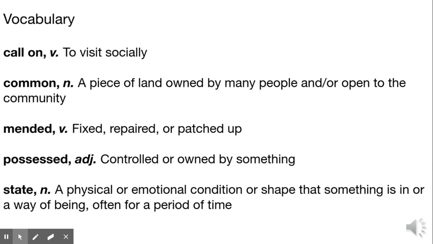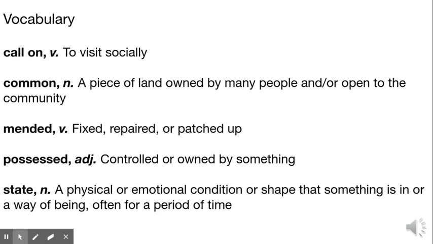Some vocabulary you might hear today in the read aloud is "call on," which is a verb. It means to visit socially. So you're going to call on your aunt. You're going to go visit your aunt. "Common" is a noun. It's a place, a piece of land owned by many people and or open to the community. So I went and sat and ate my picnic on the commons, right? A piece of land where everybody can go.